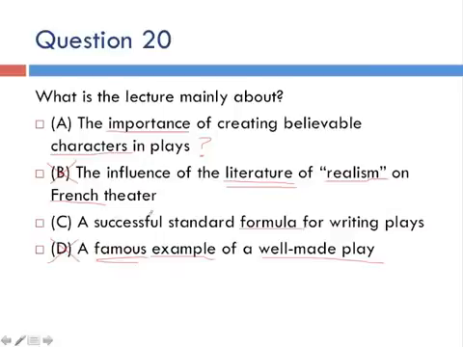So even though it looks pretty general, and maybe the kind of answer choice that a student might actually skip, it actually is the answer to this question. Because it did talk about the fact that the well-made play was successful, and then it also explained how that formula looks. So in this case, C is our answer. Let's move on.